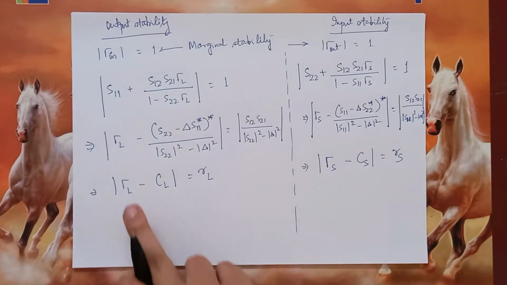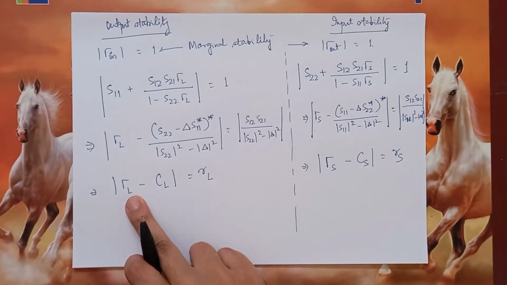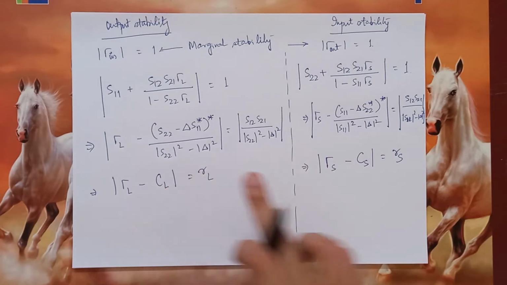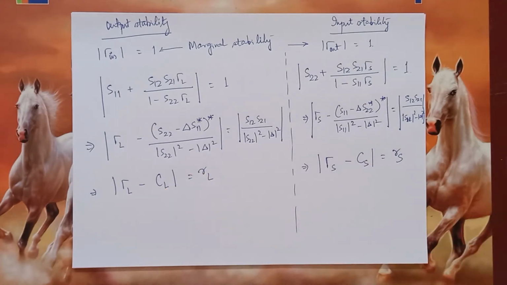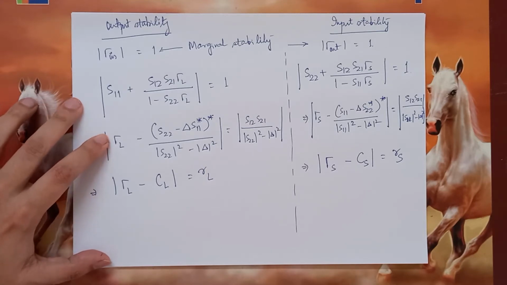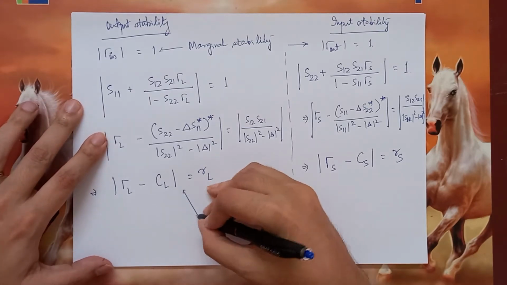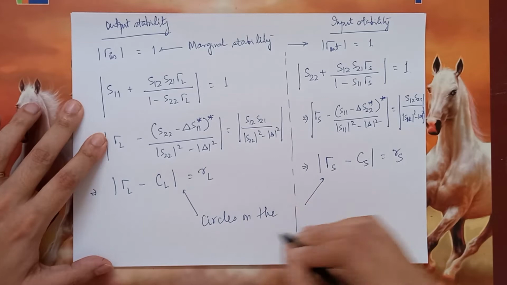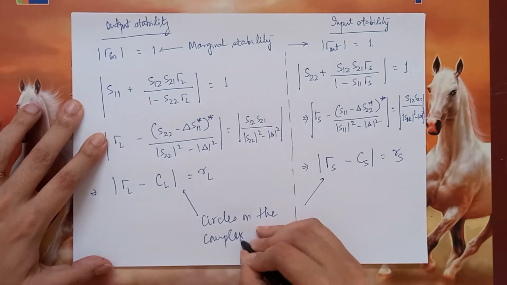So what we said was, since gamma L is a variable over here and gamma S is a variable over here, while CL, RL, CS, RS are constants, if I were to draw the trajectory of this equation as a function of gamma L, I would actually see that these two are circles on the complex gamma plane.